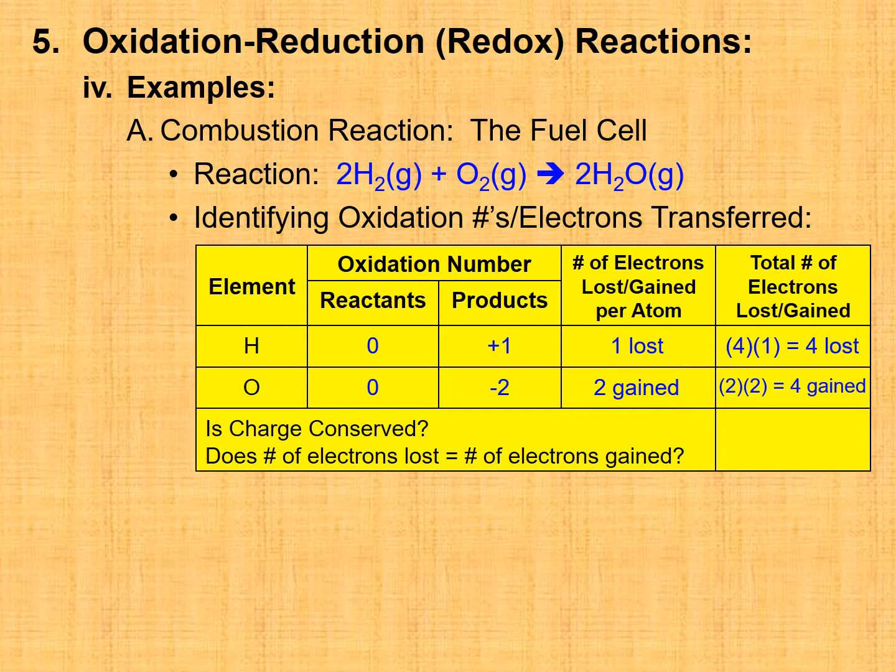So we see in the overall reaction that if 4 electrons in total are lost by hydrogen and 4 electrons in total are gained by oxygen, then while charge is transferred between species, no net charge is created or destroyed in the reaction, so the total charge is conserved.